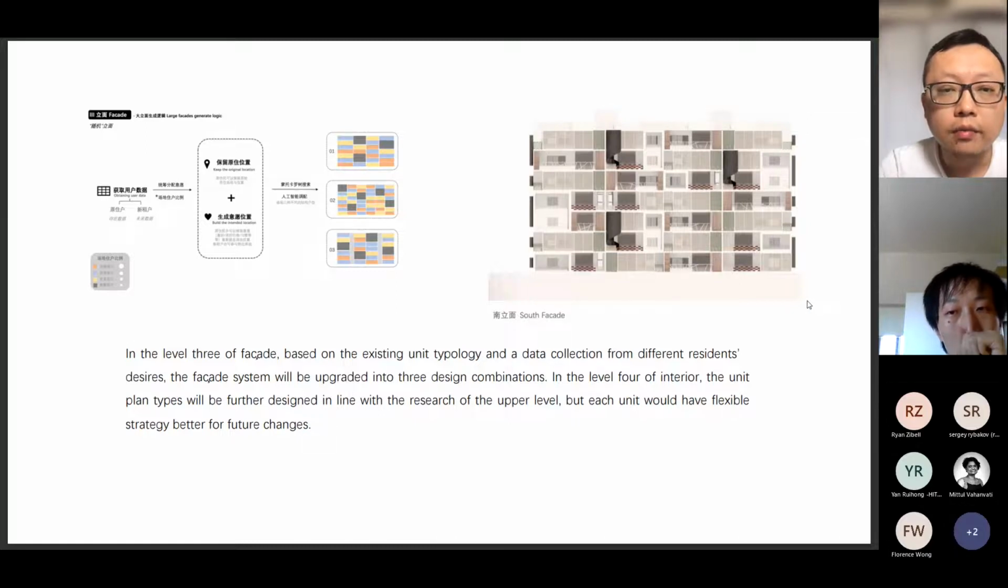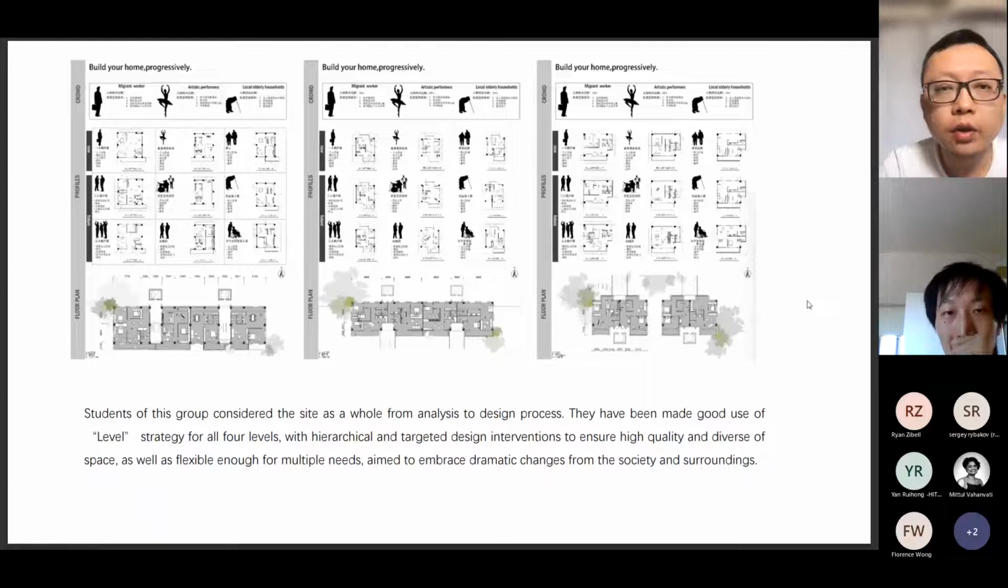In the facade level, they applied a platform to collect big data from the residents. They developed a 3-typology combination of facade systems based on the typology itself. And also in the interior level, the typology of the housing units is based on the facade level and the design of the residents. Next slide, please. So you can see the interior level. They developed diverse housing typologies in different plan combinations. The students of this group considered the site as a whole, so they introduced the level strategy for all 4 levels.